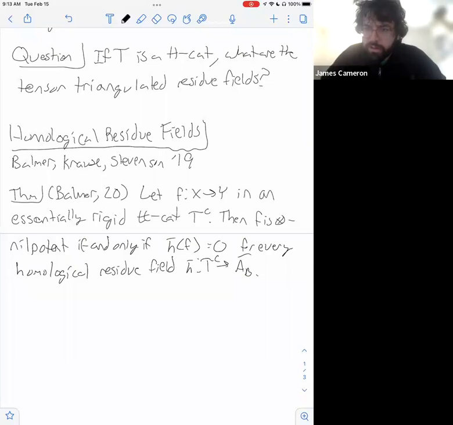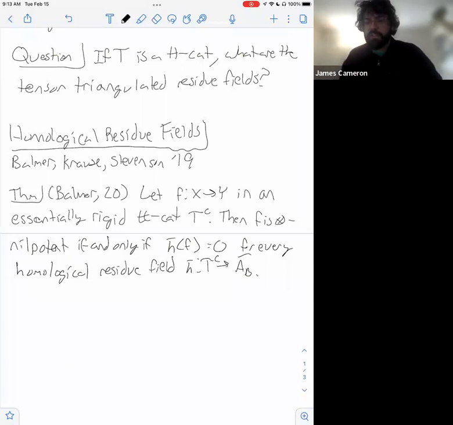Okay, so whatever these homological residue fields are, they're enough to detect tensor nilpotence of maps. So this should remind you of the nilpotence theorem in stable homotopy theory. It's kind of like an abstract version of the nilpotence theorem that works for any tensor triangulated category. But then you're looking at these homological residue fields rather than the Morava K-theories, which would be the example in the usual nilpotence theorem.